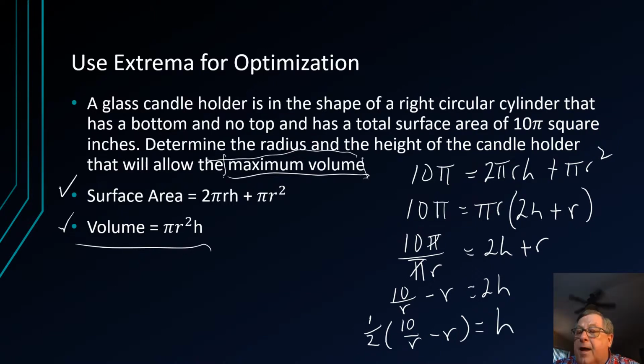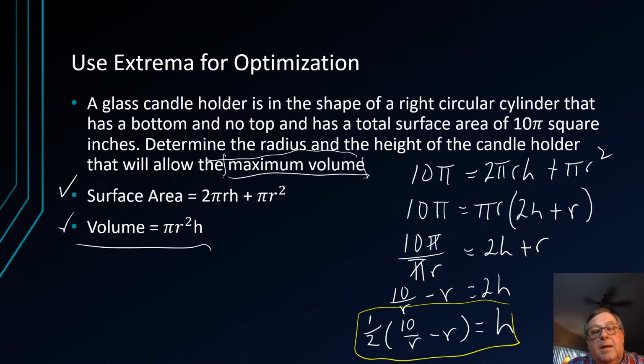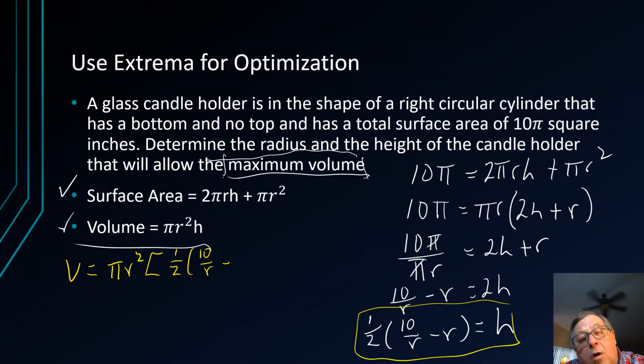And so now that I've got that, I'm going to move over here to this volume formula and substitute in this expression for h. So when we do, I would have that the volume is equal to pi r squared times 1/2 times (10 over r minus r), which is what I decided that h is equal to.